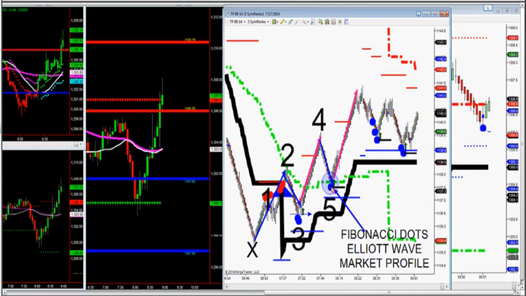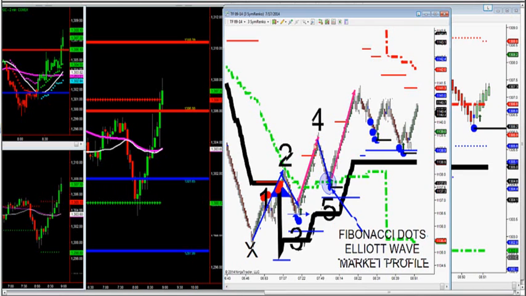Retest the market profile. My beautiful, gorgeous fib dot fired off on a wave 5. There's an arrow that automatically popped up on your own NinjaTrader. And this is where 3 of my dynamic indicators came together. My Fibonacci blue dots fired right at the low, my Elliott wave was on wave 5, and my market profile broke out and retested, showing strength.